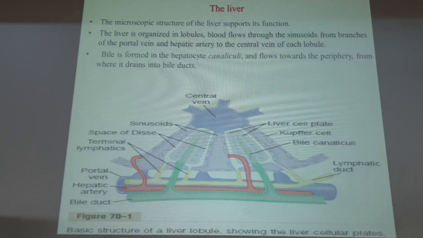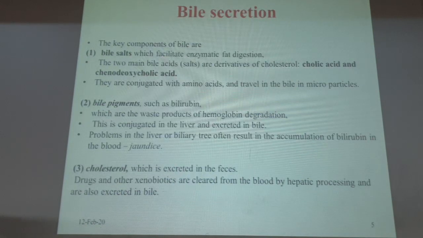This is all what we say. Bile is formed by the hepatocytes. Hepatocytes are very complex cells. Bile secretion.